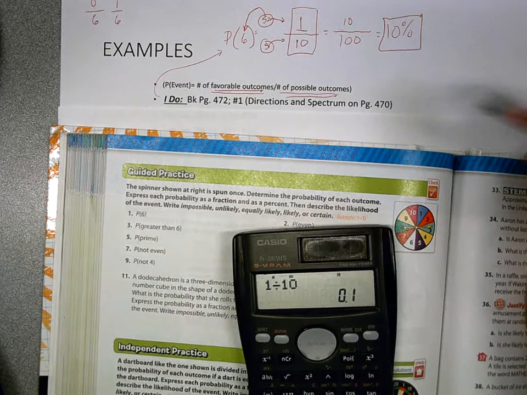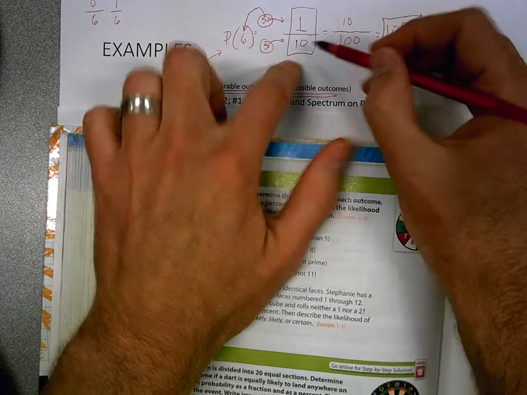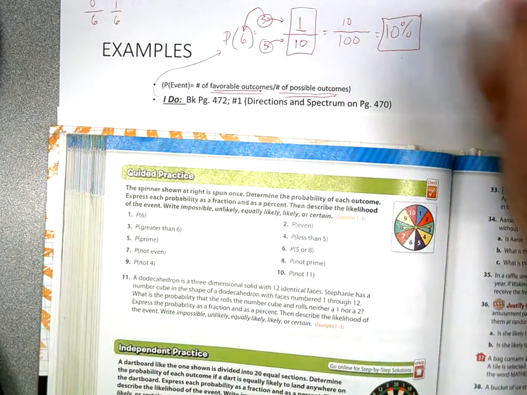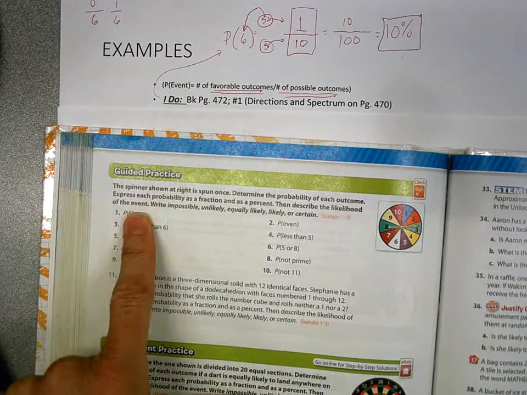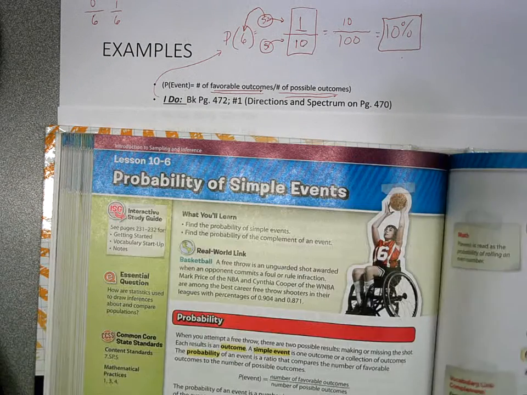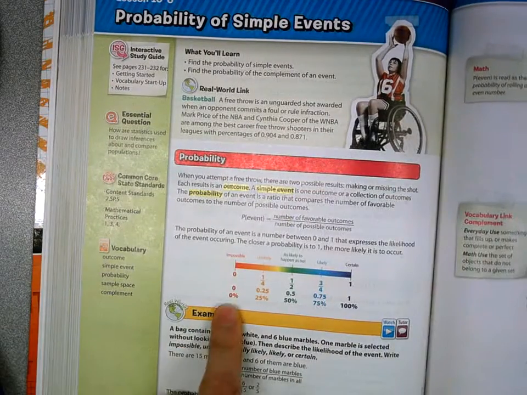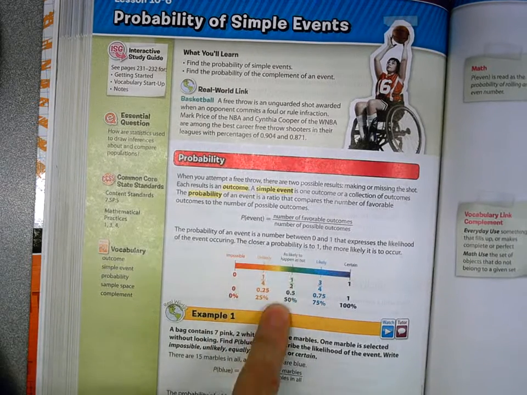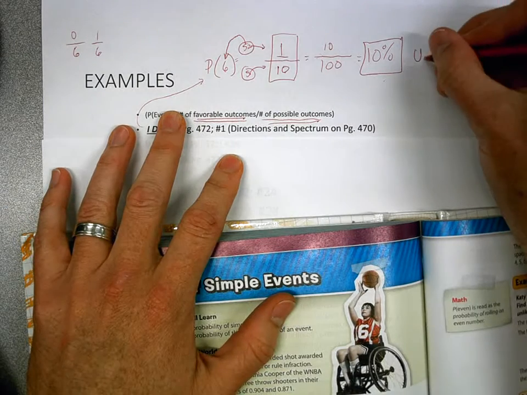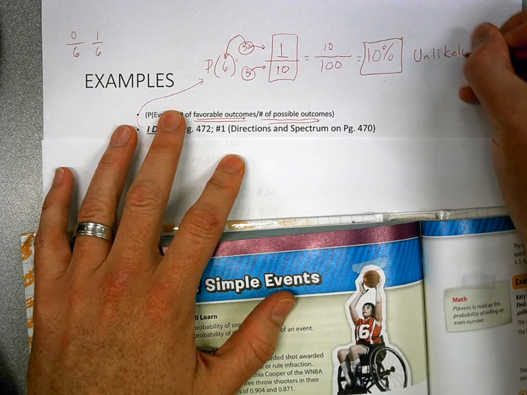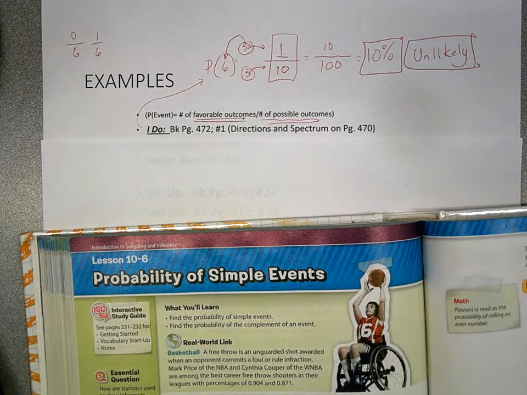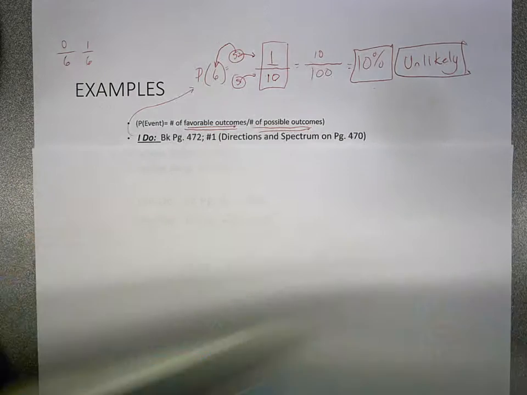So just a quick review on that. You need a fraction, you need a percent, and then you need a description of the likelihood. So 10%, if I look on this page, is not impossible, but it's definitely not 50% either. So you would just describe it as unlikely. It's unlikely to happen. And that's how you do these problems. Okay? So not too challenging.